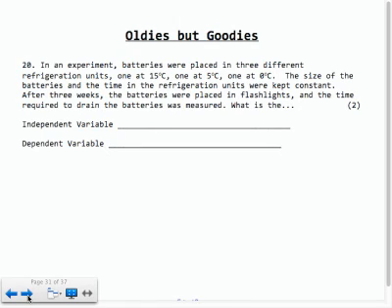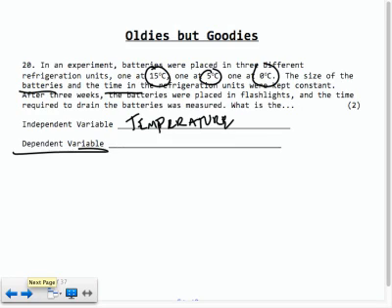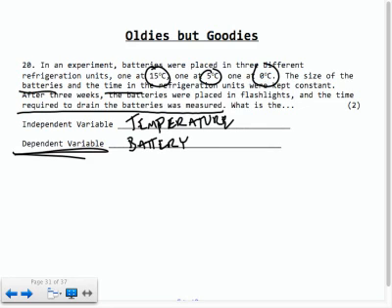Well, the independent variable is the thing that is different each time that is changed on purpose. The thing that was different for each of the batteries, since the size of the batteries and the time in the refrigerator is the same, the thing that changes each time is the temperature. That's the deliberately altered factor in each of the trials. The dependent variable is the thing you measure in response to changes to the independent variable. And what is measured, it says right here, the time required to drain the batteries was measured. So I'm just going to call that the battery life.